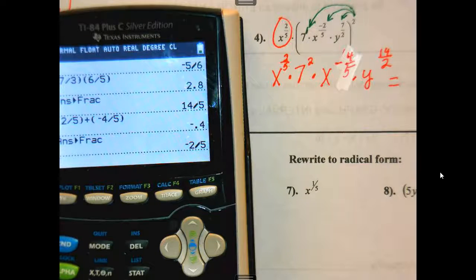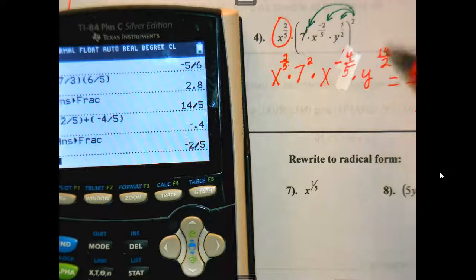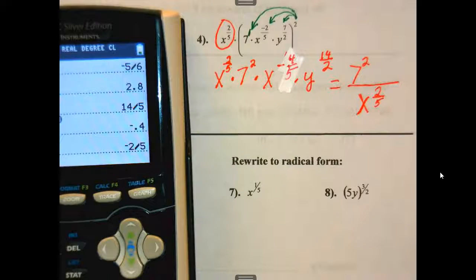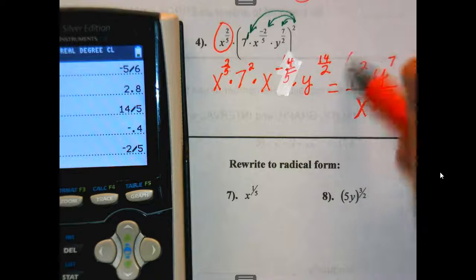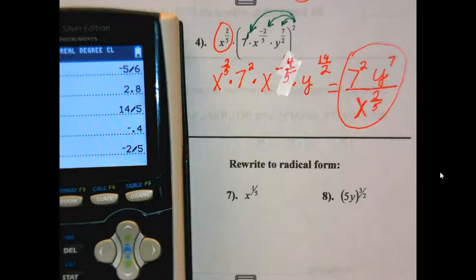negative 2/5. Now that's going to have to go in the denominator because it's a negative exponent, and make it positive. 7 squared is 49, or you can just leave it as 7 squared. And y to the 14/2 is what? y to the 7. You could. I'm not going to take it off if you leave it 14/2.